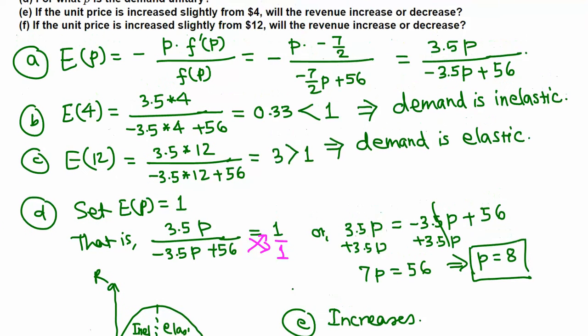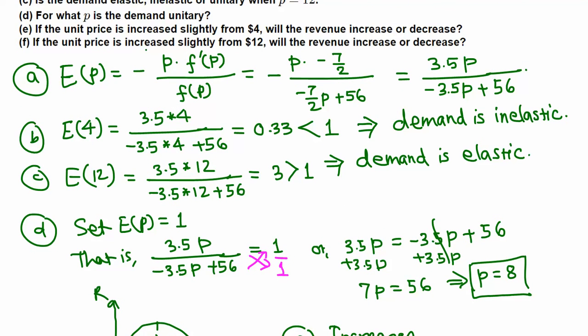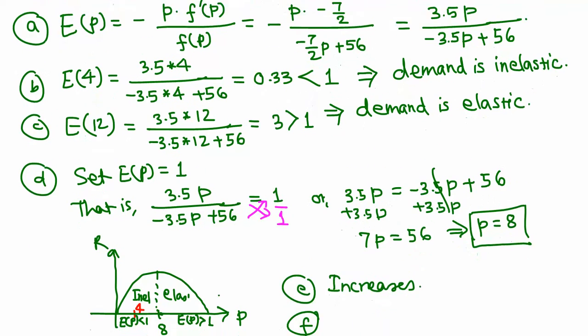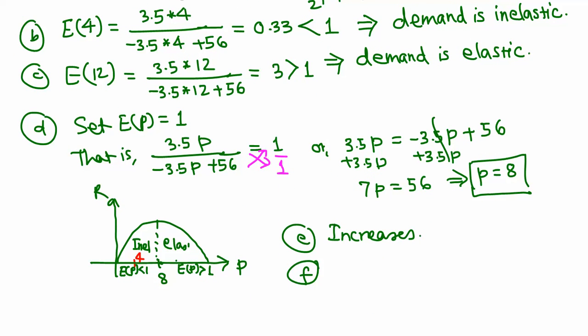What is the question? If the unit price is increased slightly from 12, so 8, 9, 10, 12 somewhere here, then if the price is increased by a little bit, we are going downhill, that means the revenue decreases. Final.